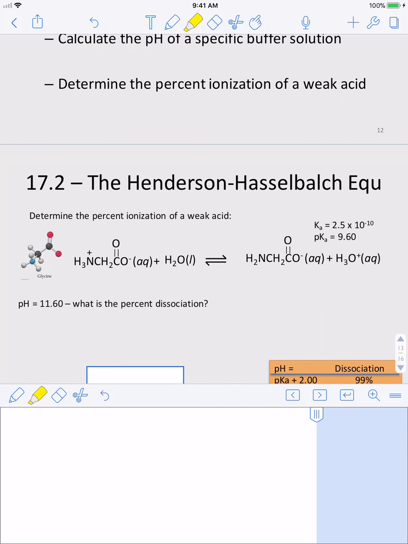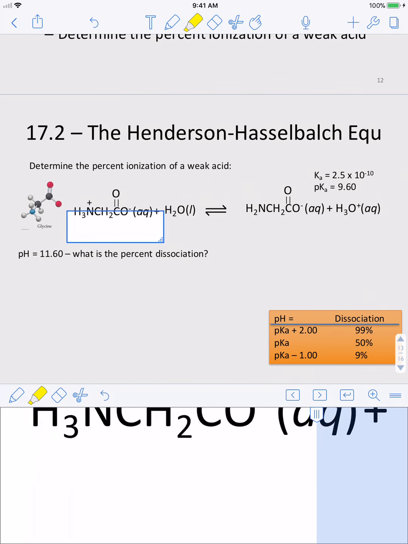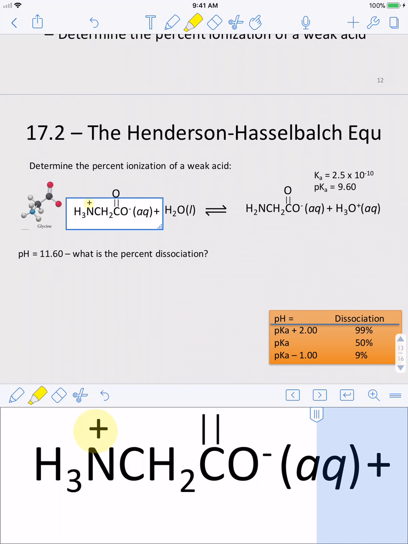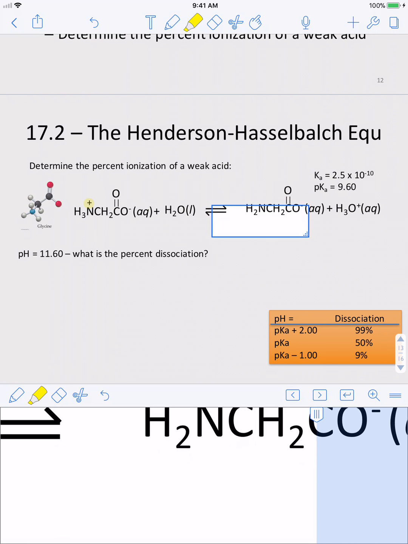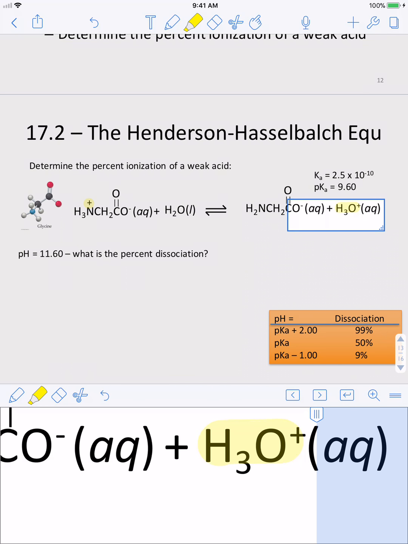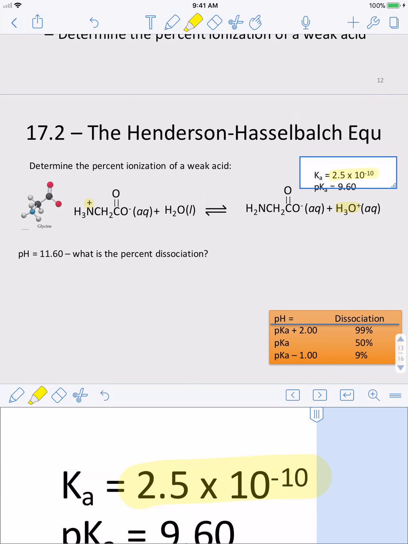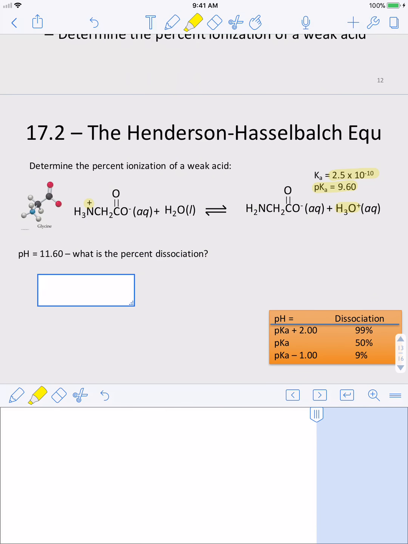Some example problems here. Determine the percent ionization of a weak acid. Okay, so we're going to do the third one. We've got the amino acid glycine. Here's its ball and stick structure, and here's its molecular structure. It's got a positive charge on it. In the presence of water, it can donate a proton and make H3O+ here. So it's acting as a weak acid. We have a Ka given. It's a very weak acid. And we also have a pKa calculated for us.